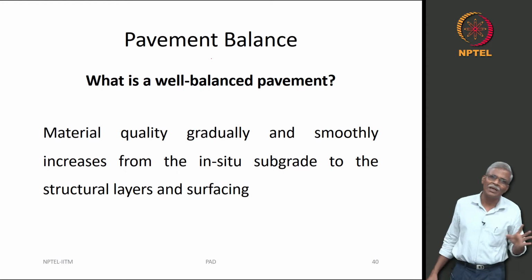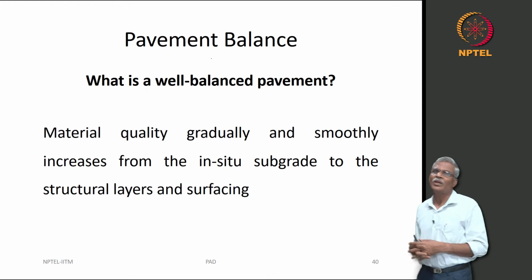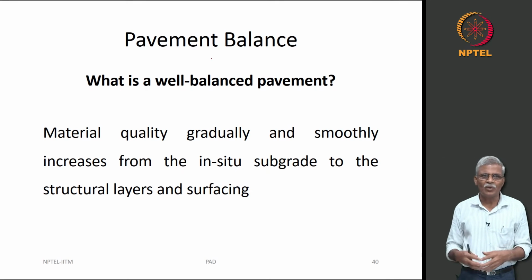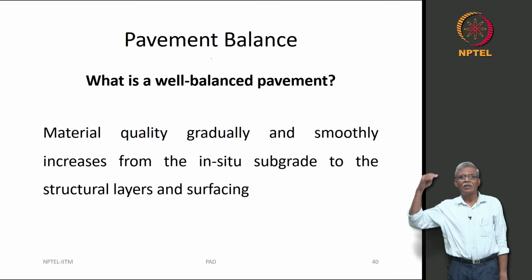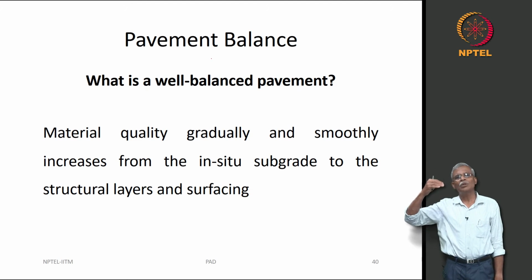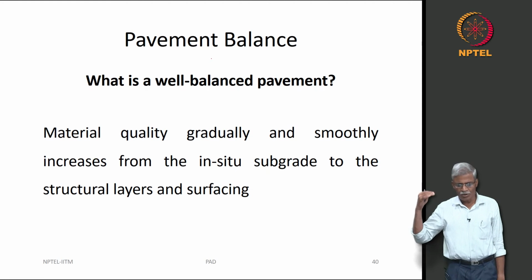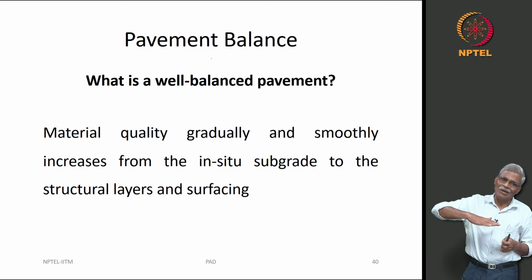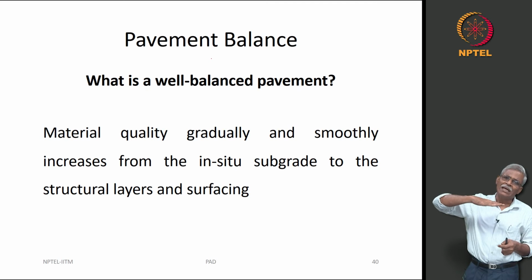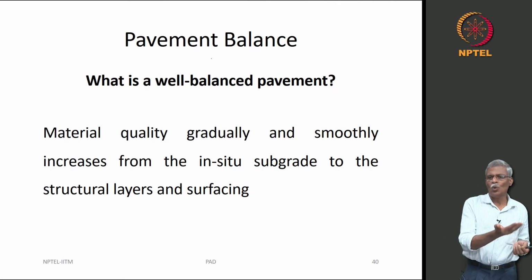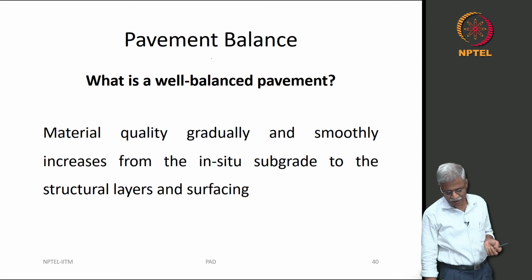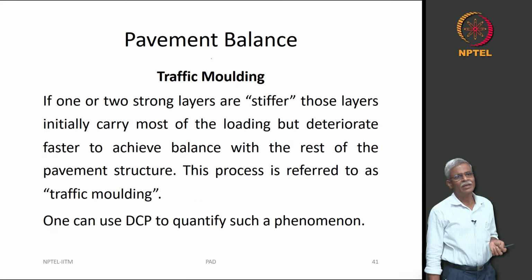Now comes the next concept, which in my opinion is a very important concept, what is called a well balanced pavement. What is a well balanced pavement? So, the material quality gradually and smoothly increases from the in situ subgrade to the structural layer and surfacing. That means you do not give a drastic jump in the modulus value as you go from the subgrade all the way up to the surface of the material. So, this is what is really called a well balanced pavement.